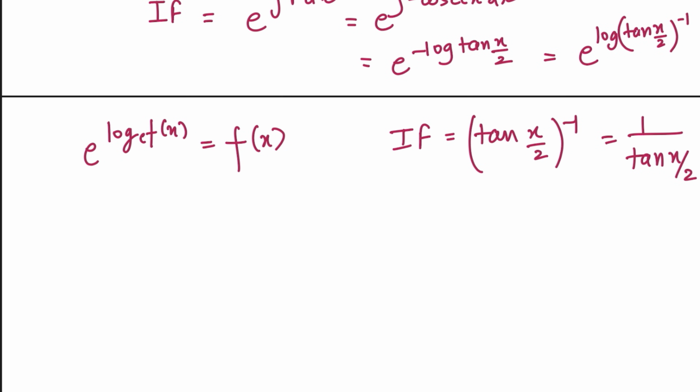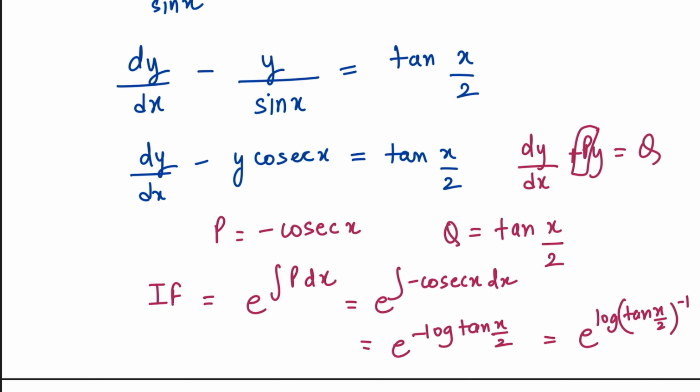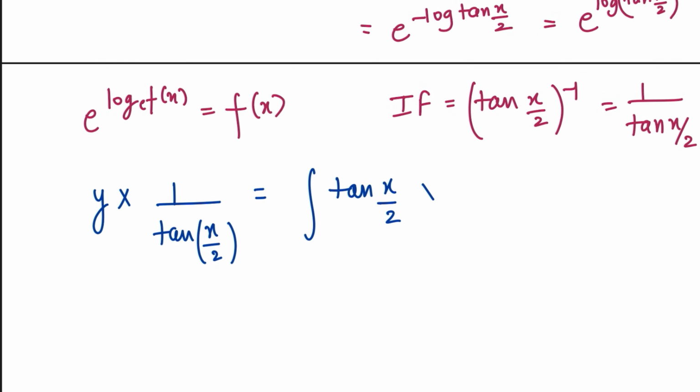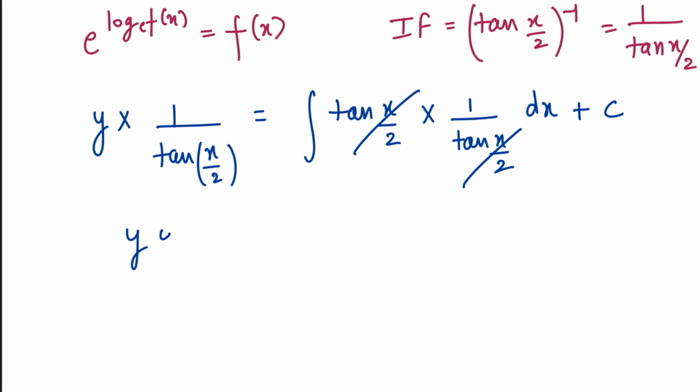Now the solution is given by y into integrating factor. Here it is 1 by tan x by 2, equal to integration of Q. Q here is tan x by 2, multiplied by integrating factor 1 by tan x by 2, dx plus c. So this gets cancelled. Cot x by 2 is equal to x plus c.